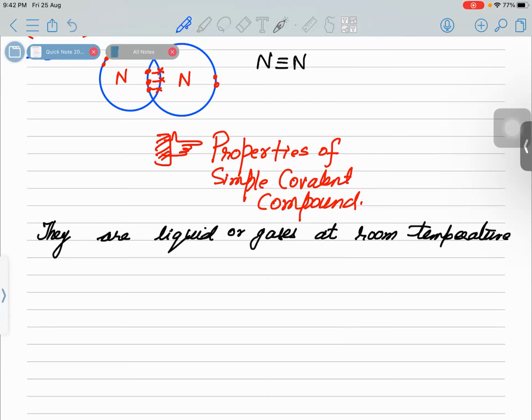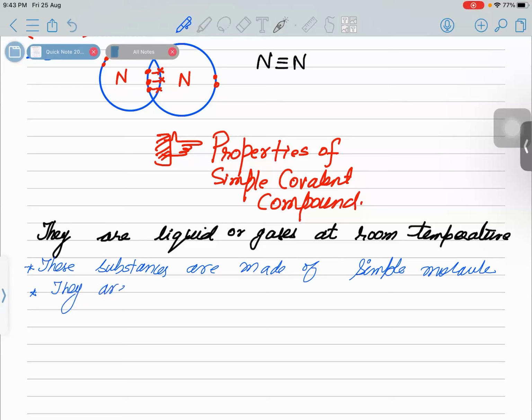So why are they liquid or gases at room temperature? Because these substances are made of simple molecules. Next, they are joined by covalent bonding, or bond.